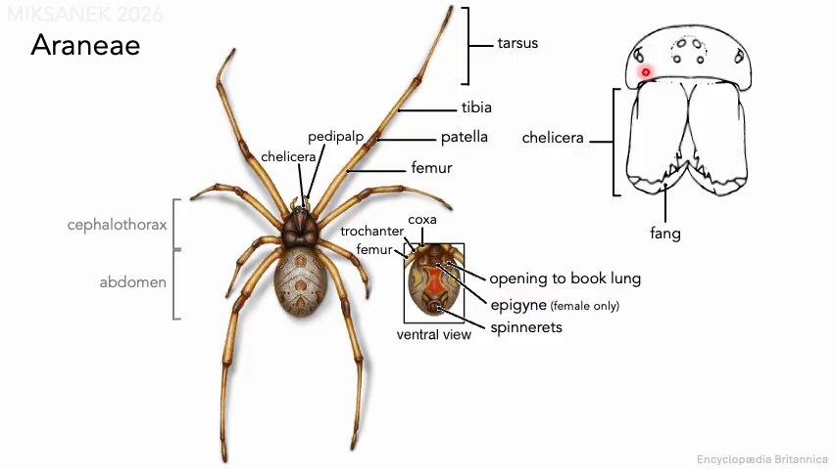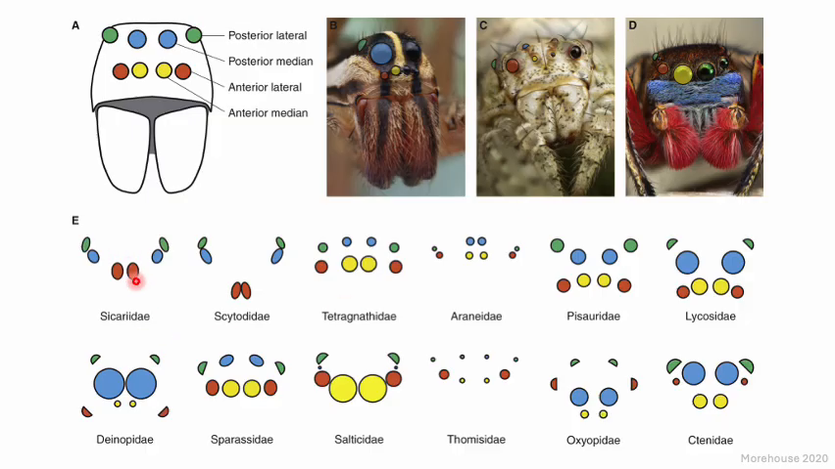One other thing to point out, I'm not going to expect anybody to memorize the orientation of the eyes, but we do have posterior and anterior eyes. So there's sort of a front row and a back row in terms of the eyes, and the actual orientation and size of these 8 eyes is one of the traits that can be very useful in identifying different families of spiders. So this is more of an FYI at this point.